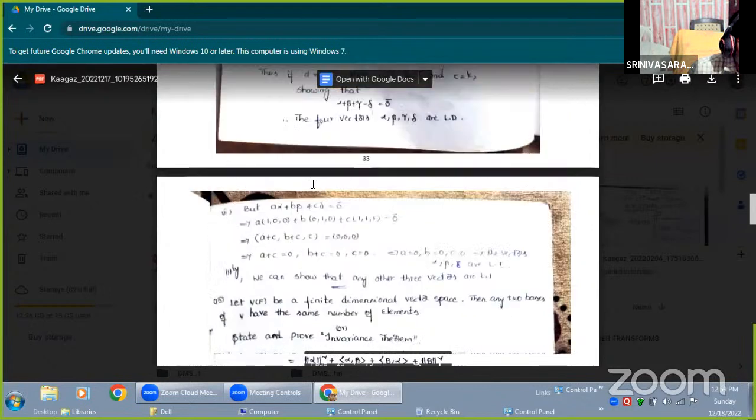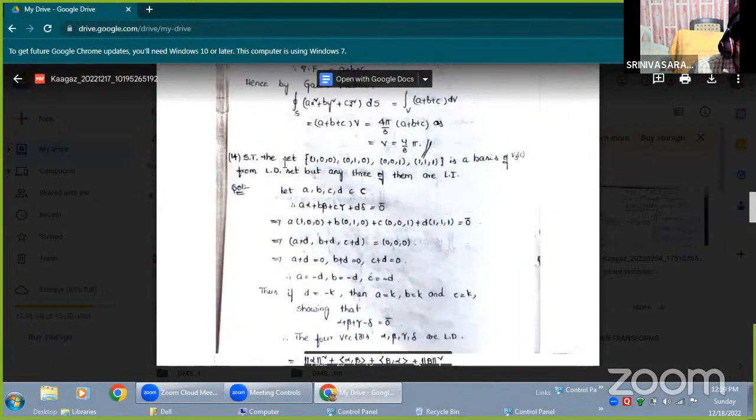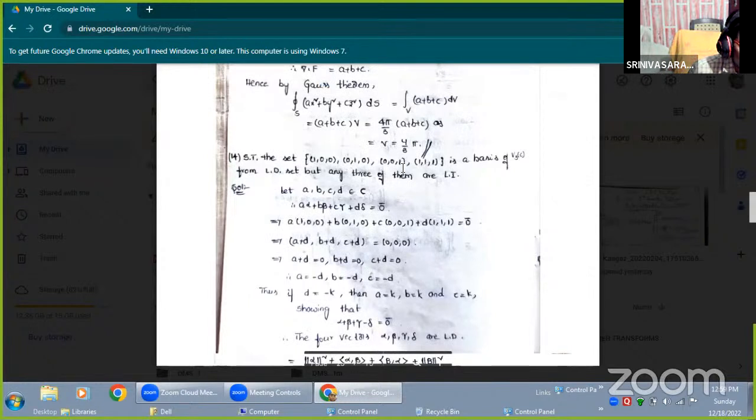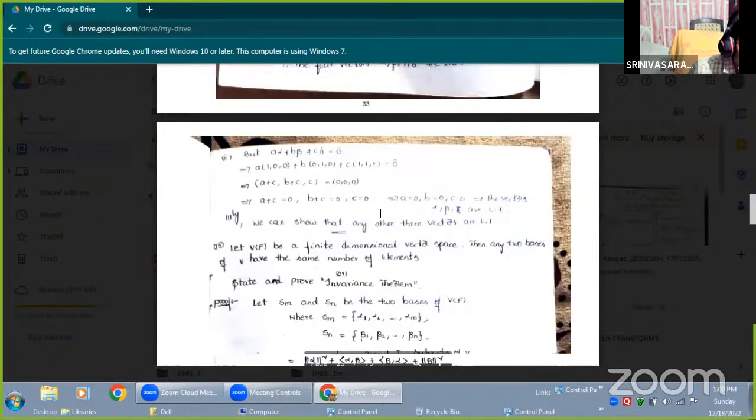This theorem, this problem was already explained previously. Show that the set of four vectors (1,0,0), (0,1,0), (0,0,1), (1,1,1) is a basis of V3 of R. According to this, the four vectors are linearly dependent, and any three vectors are linearly independent. Just recently explained here.